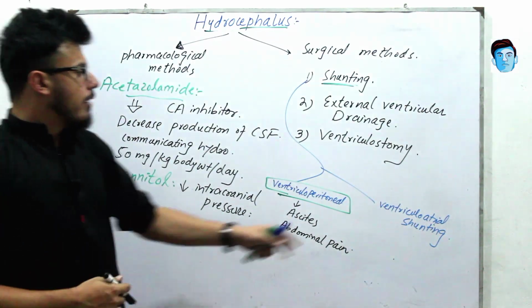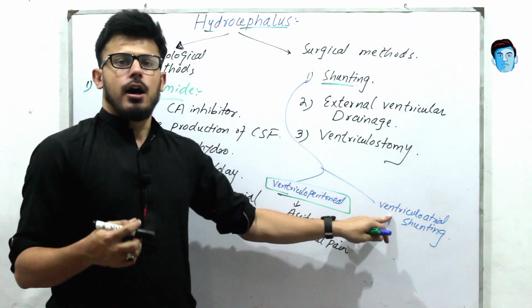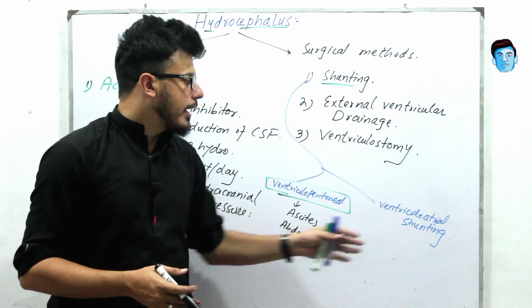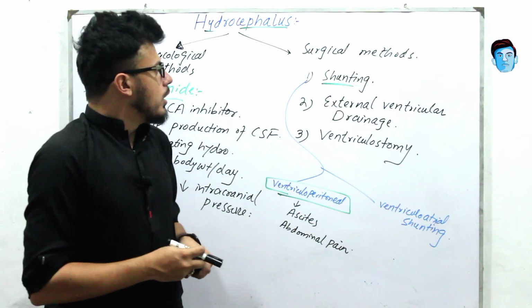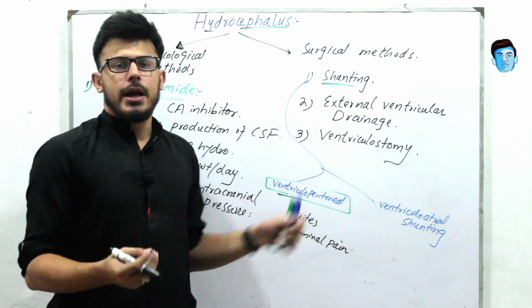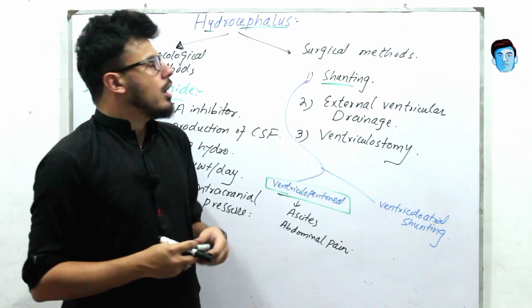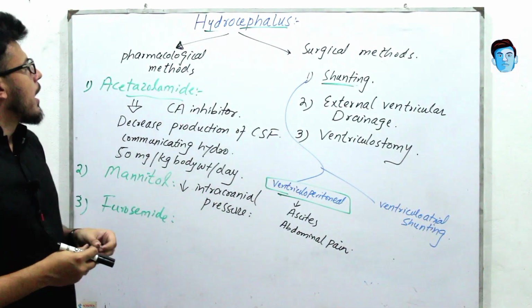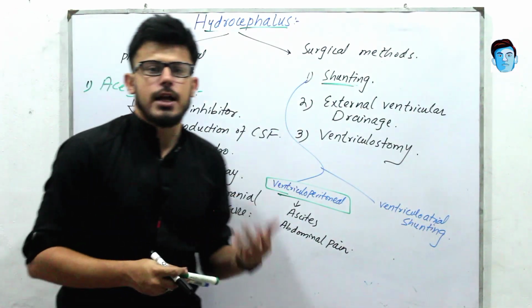On the other hand, in ventriculoatrial shunting, the shunt is placed between the lateral ventricle and the right atrium. In ventriculostomy, an opening is made in the ventricles, so the CSF is drained out. So students, those are the treatment options in the form of pharmacological methods and surgical methods.